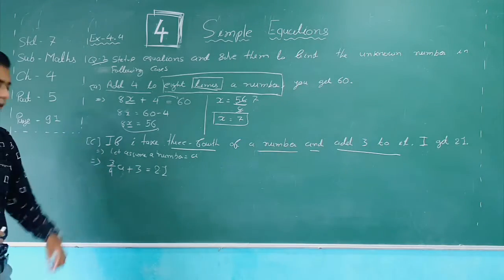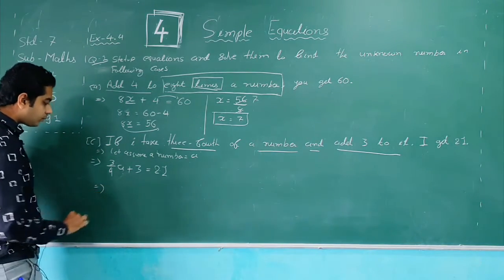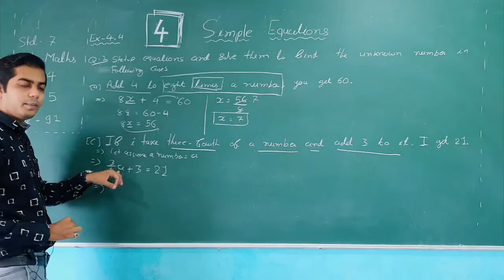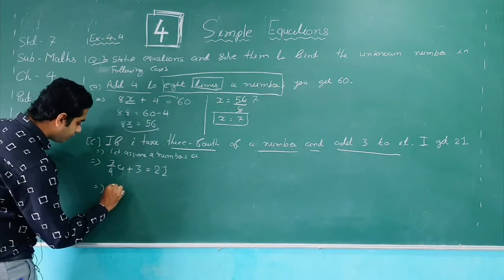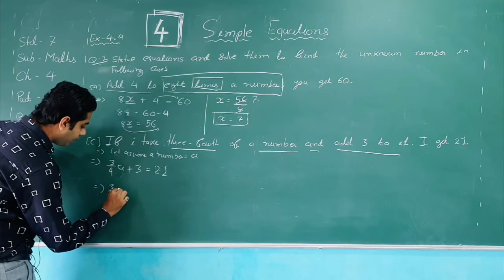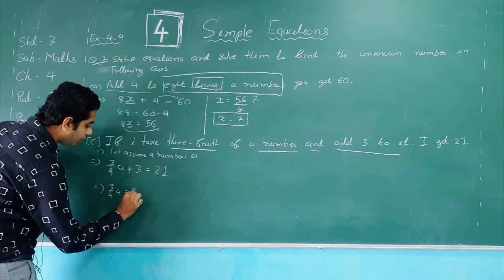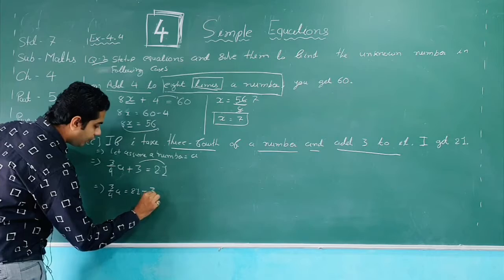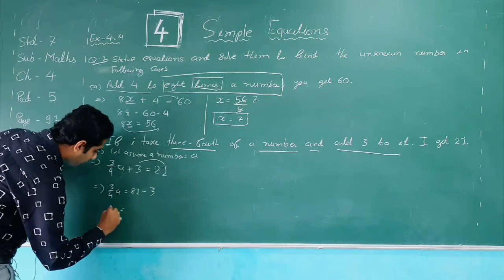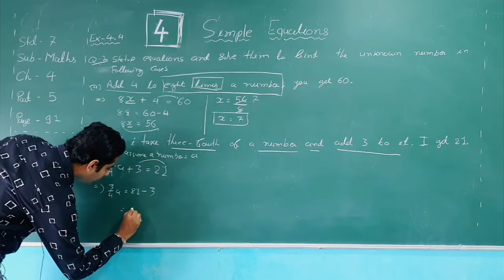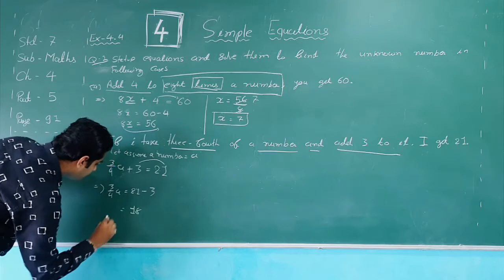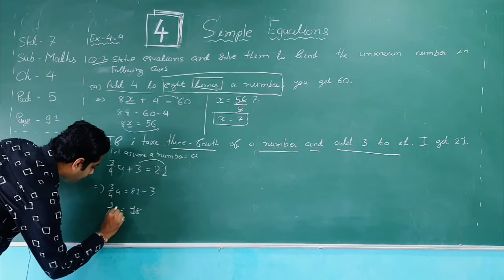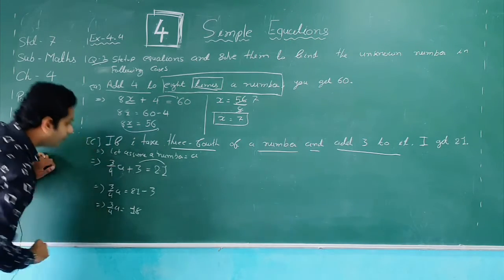Now what we have to do? We have to solve it. So first of all, what we have to do? We have to separate the variable. So one by one I will separate it. So 3 by 4 a plus 3 is equal to 21. Now 3 goes to the other side. So 21 minus 3, now it is 18, and this side 3 by 4 a. So now 3 by 4 a.